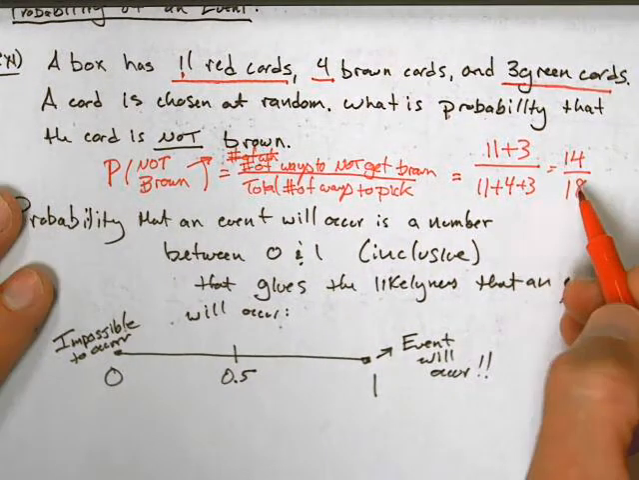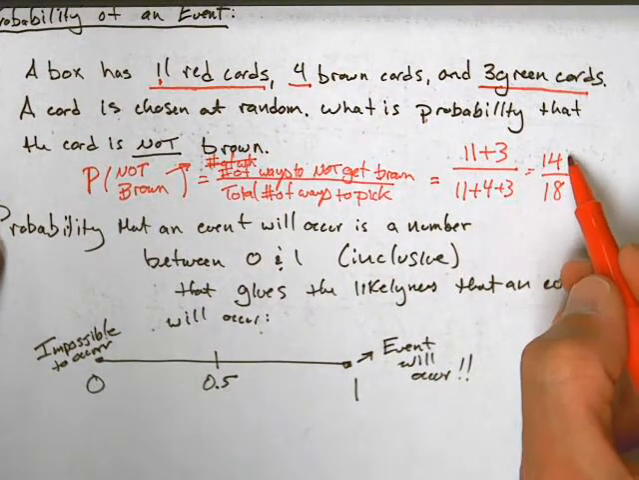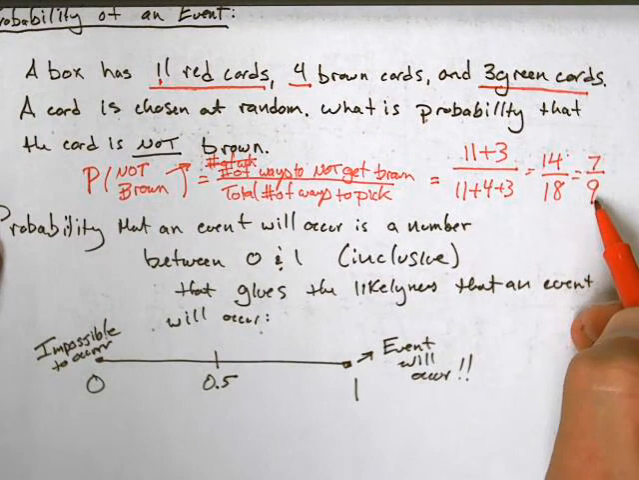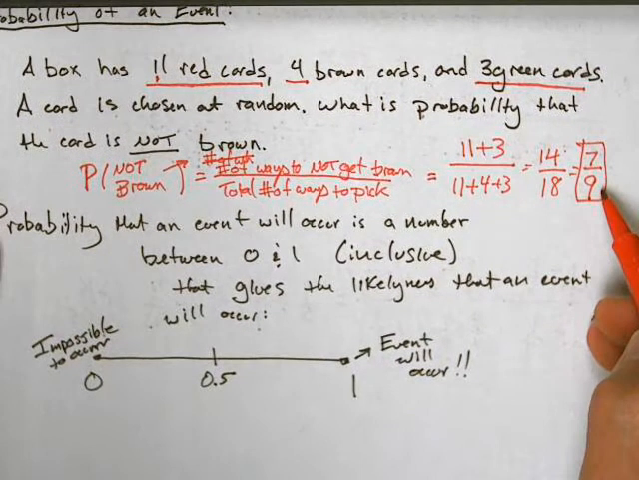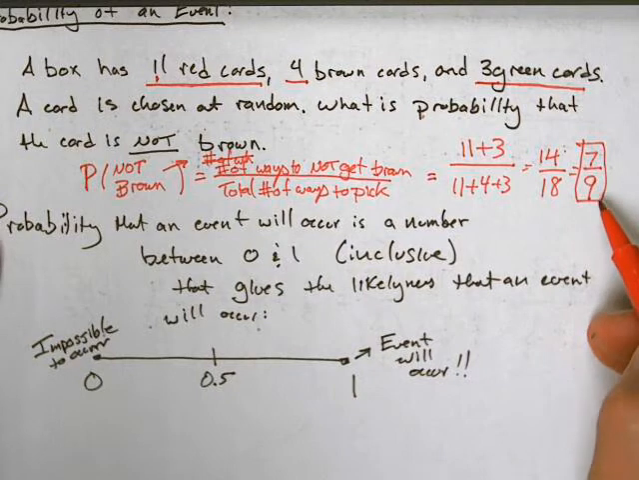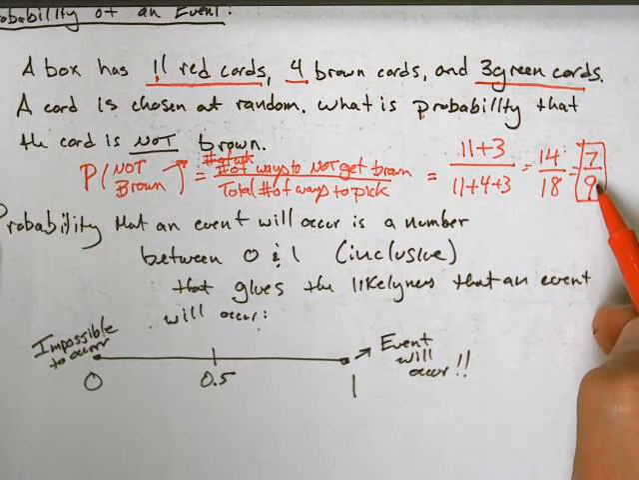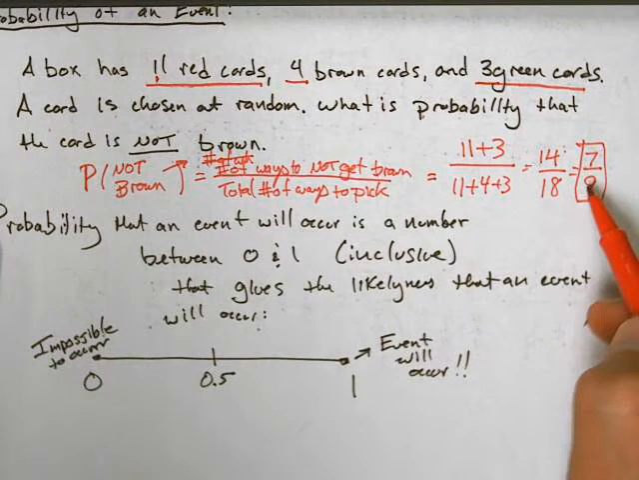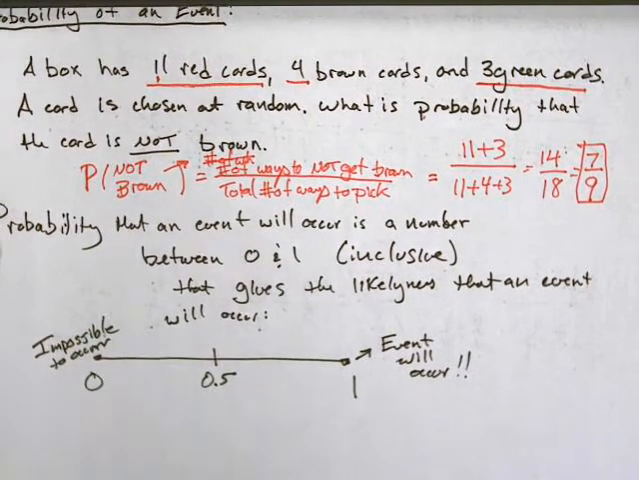So it's 14 out of 18, and the book will let you reduce that fraction. So if I divide each by 2, that'd be 7/9. So 7 over 9, if you were to put it into your calculator, it's closer to 1 than it is to 0, right? If it was 9 out of 9, that'd be 1. 8 out of 9 is almost 1. 7 out of 9 is a little bit less. But this is likely to happen, right? It's likely that you're going to get something that's not brown. And that probability would be 7/9. So I hope this helps. Thanks for watching.